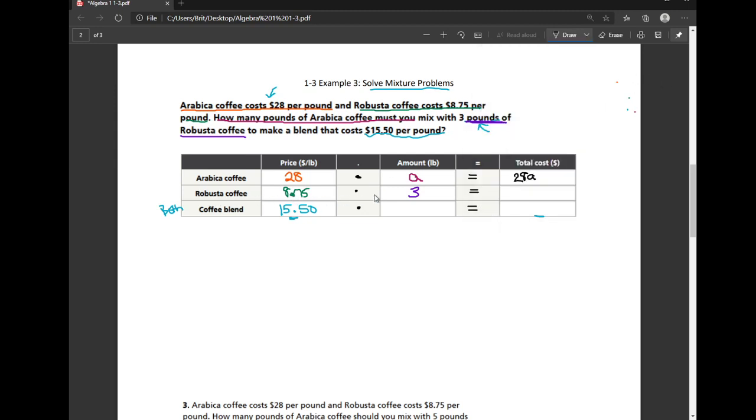Alright, across the Robusta coffee, I know that I have $8.75 per pound, and I'm going to have 3 pounds. So I can determine the total cost of the Robusta coffee. In this case, $8.75 times 3, doing that on my calculator, is $26.25.